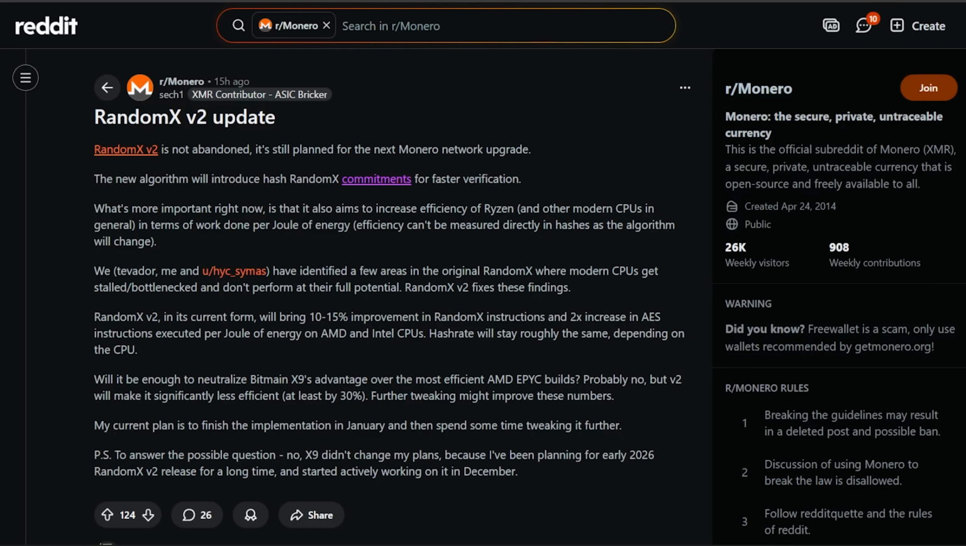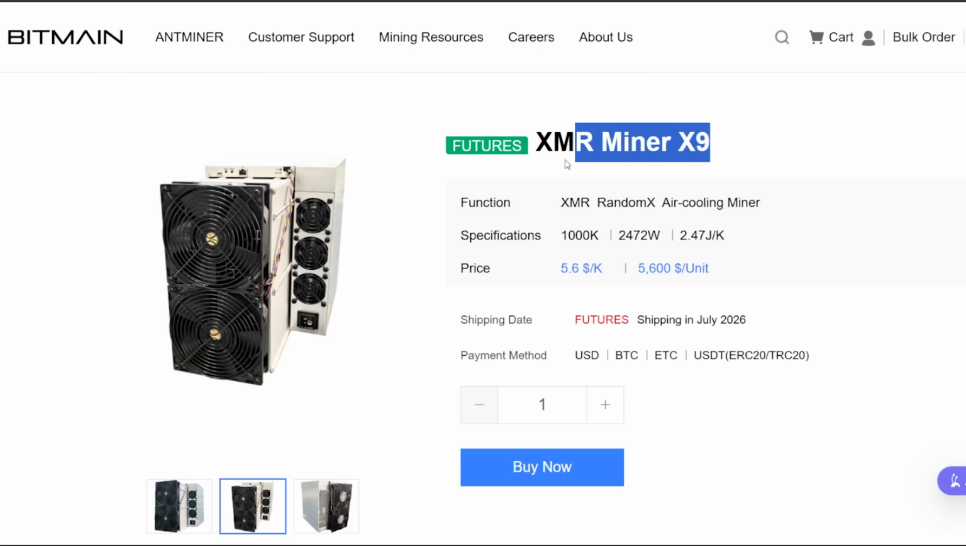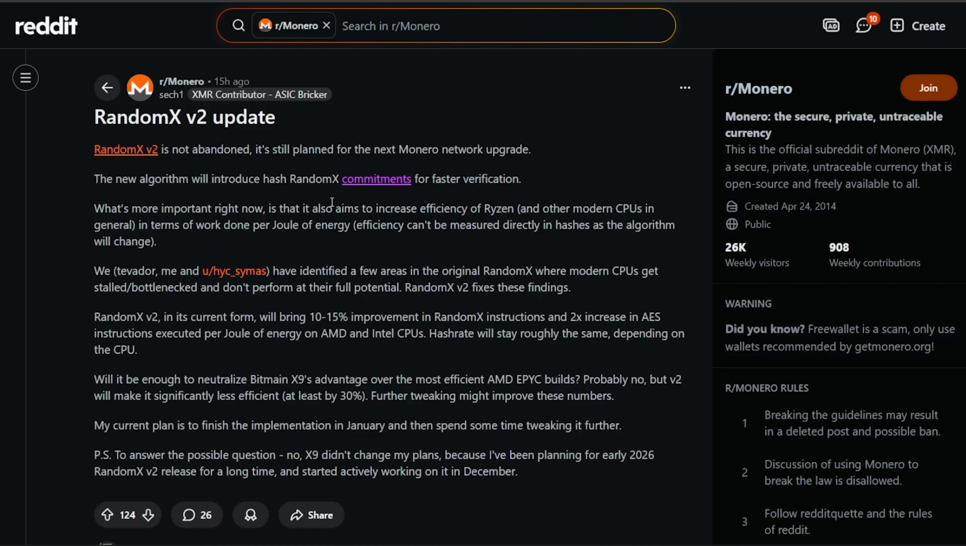As well, there has been a Reddit post on r/Monero, 15 hours ago as I'm recording this video. Apparently there's a RandomX V2 update, and that is being planned for the next Monero network upgrade, which might happen in the next couple months here. So is this going to render the new Bitmain X9 into a brick because of the algorithm change that could be coming up pretty soon?